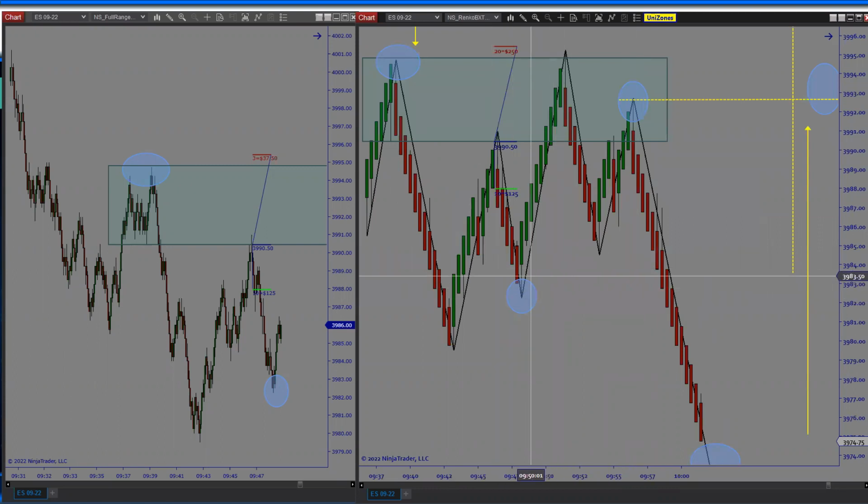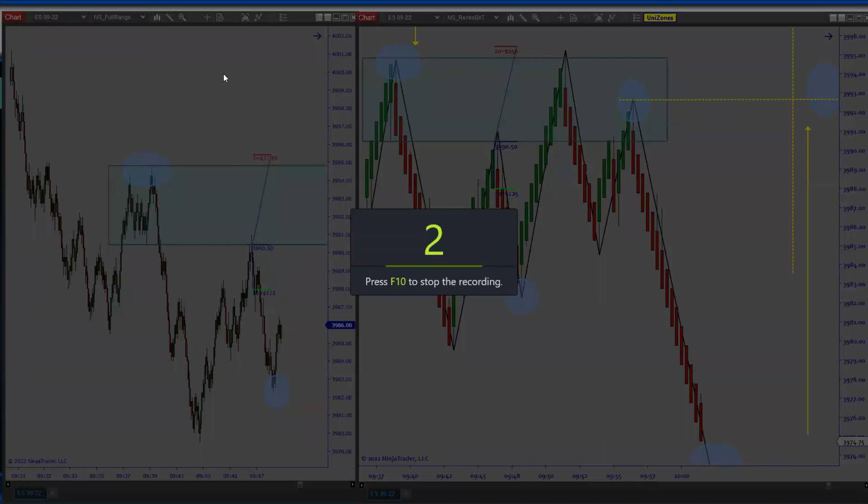But for those of you who are, I keep hitting my hotkeys. I just can't help myself. I love the hotkeys.